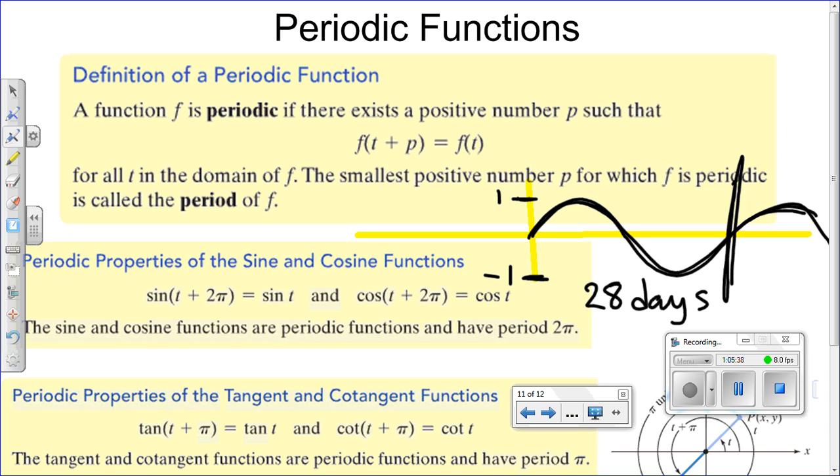Another example of a periodic real-life function, the tide of the beach, the ocean. It goes up and then it goes down. It goes up and it goes down every 12 hours.